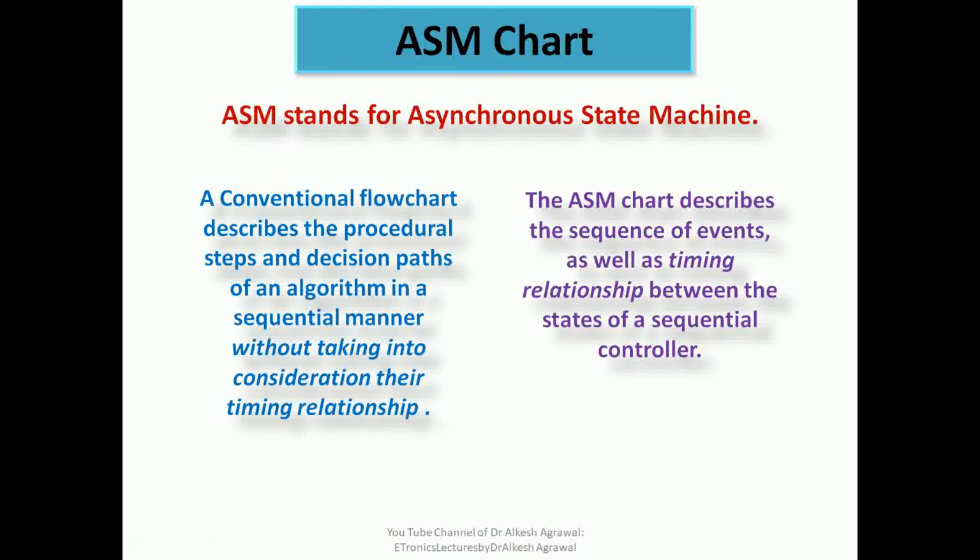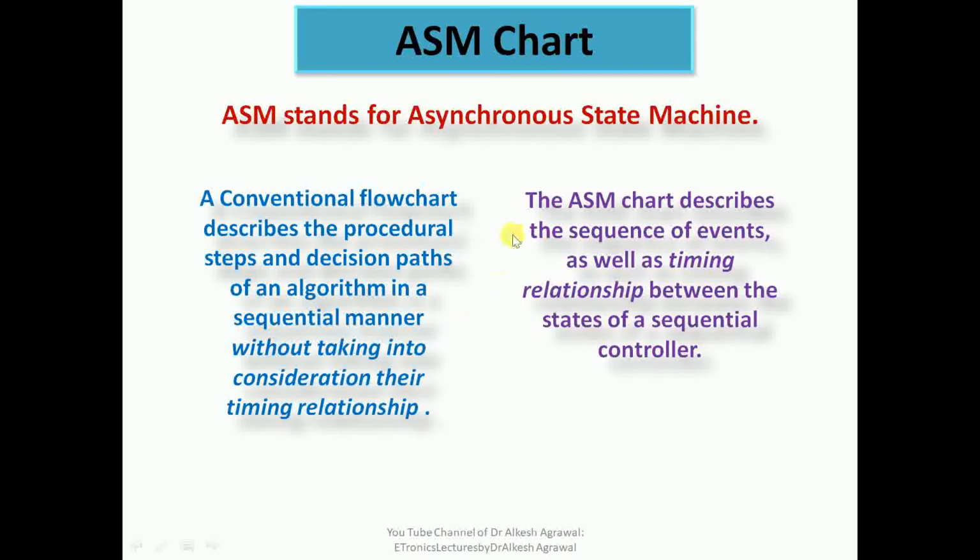ASM mainly stands for asynchronous state machine. So we have a conventional flow chart and an ASM chart. Let us discuss the basic difference between a conventional flow chart and an ASM chart. ASM, as I have told you, is asynchronous state machine. A conventional flow chart describes the procedural steps and decision paths of an algorithm in a sequential manner, but it does not take into account the timing relationship.